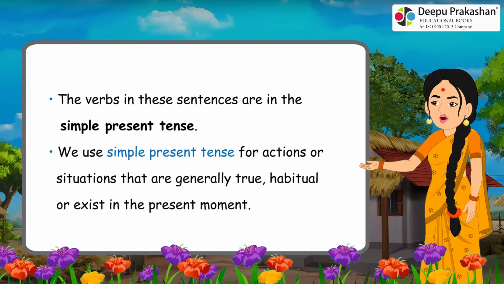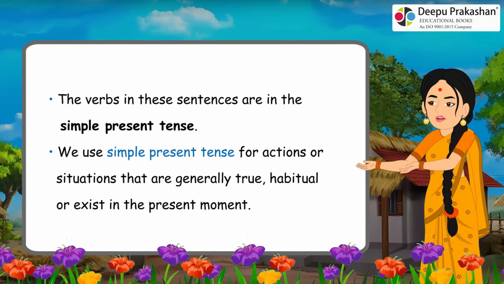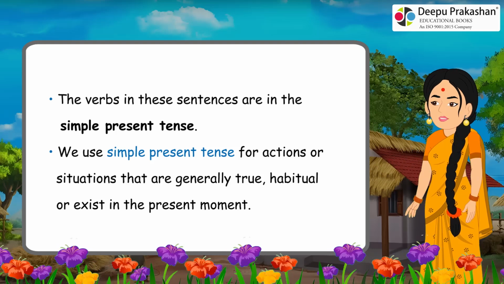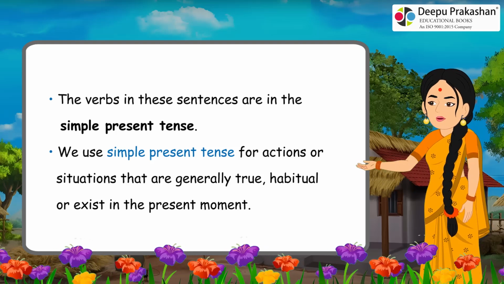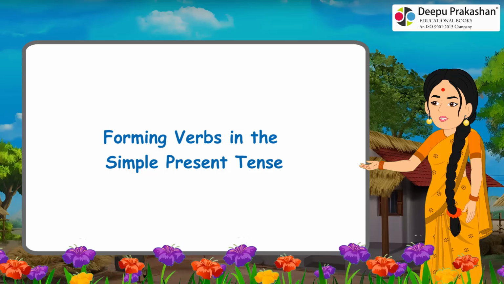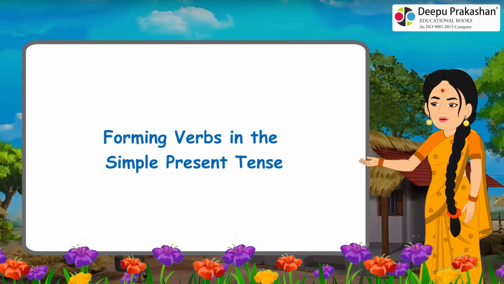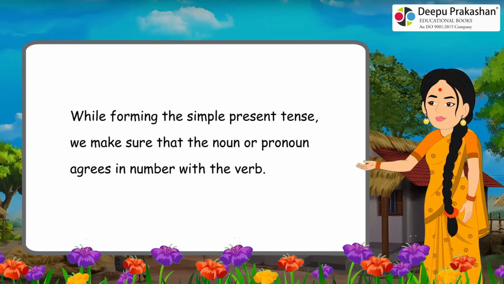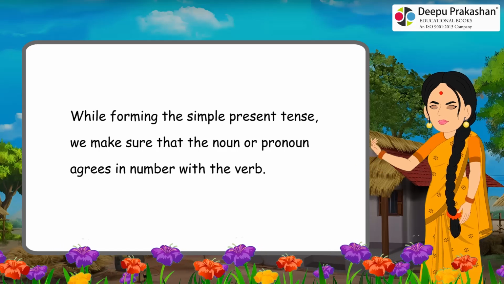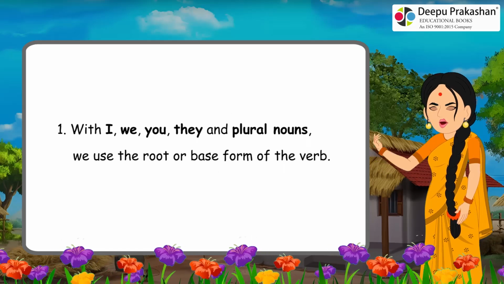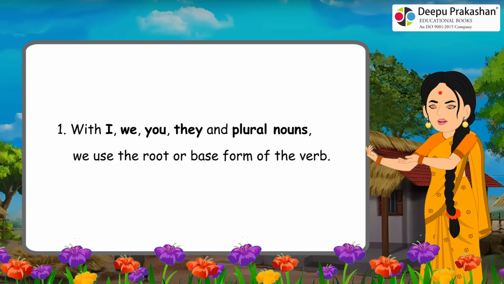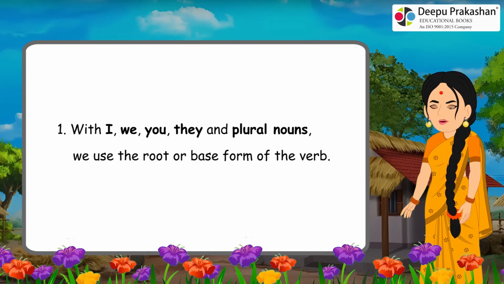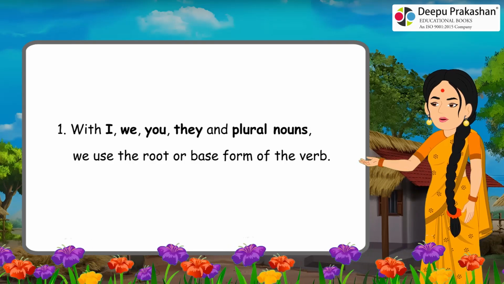We use simple present tense for actions or situations that are generally true, habitual, or exist in the present moment. Forming verbs in the simple present tense. While forming the simple present tense, we make sure that the noun or pronoun agrees in number with the verb. 1. With I, we, you, they, and plural nouns, we use the root or base form of the verb.